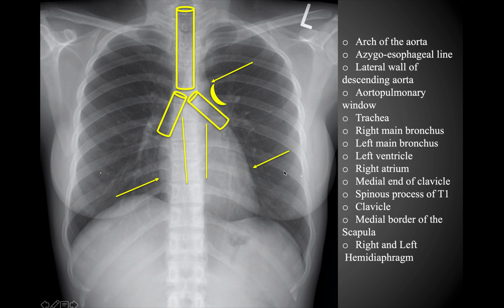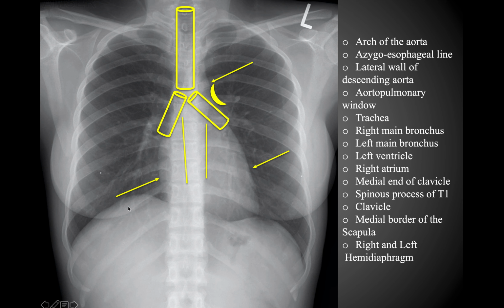And then we have the medial border of the scapula, so you can see that quite well on either side of this patient. So again, that's all going to be representing the medial border of the scapula right there. So keep that in mind, that you can see that on chest x-rays quite well.